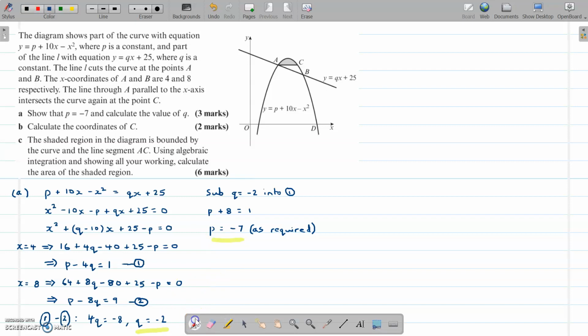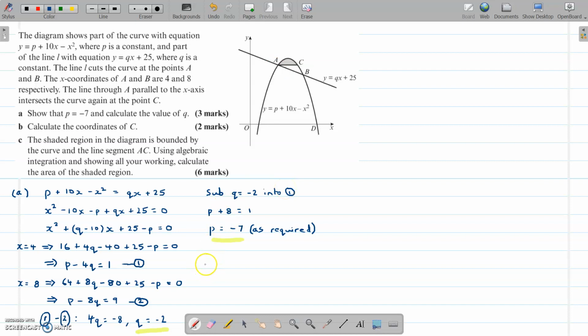Now we go on to part B, and we've got to calculate the coordinates of C. Now, if this is a horizontal line, we know it goes through A, and we know that there's another place where it crosses the curve at C, which has the same y coordinate as A. But at the moment, we don't know what the y coordinate of A is. So let's find that out.